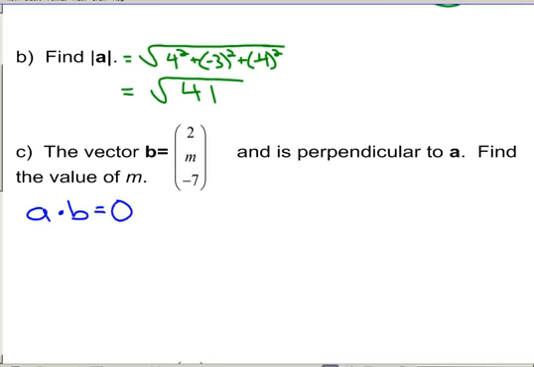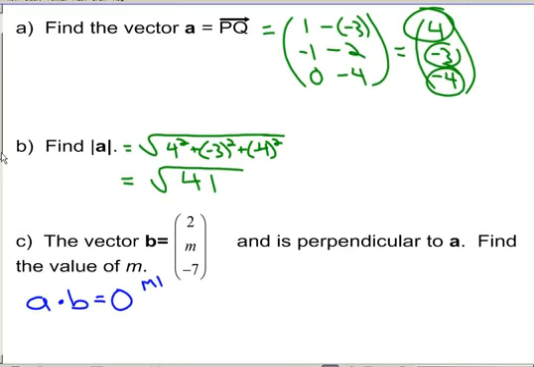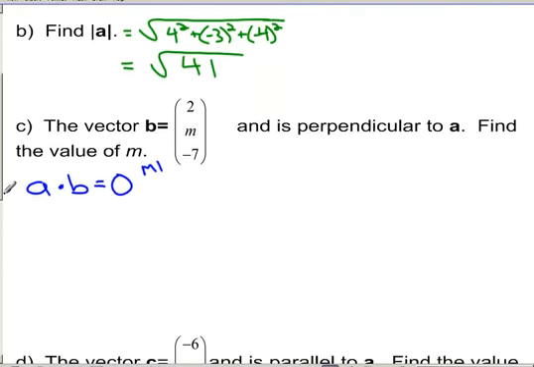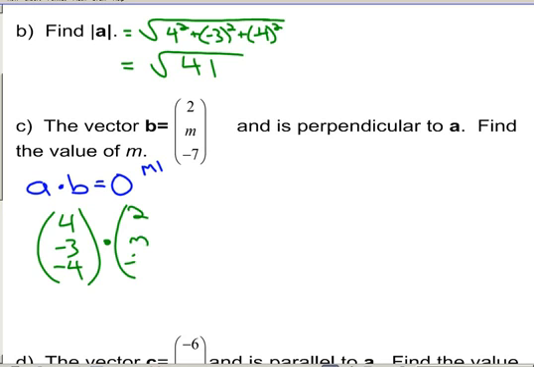And there's a good chance that writing A dot B equals 0 will get you M1 on a question like this. Okay, no guarantees, but depending on the mark scheme, well, it might. So A dot B just means (4, -3, -4) dotted with (2, m, -7). That's equal to 0. So all I do is multiply the top lines by each other.